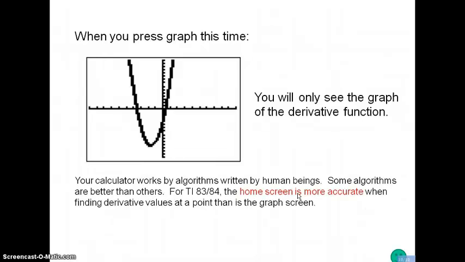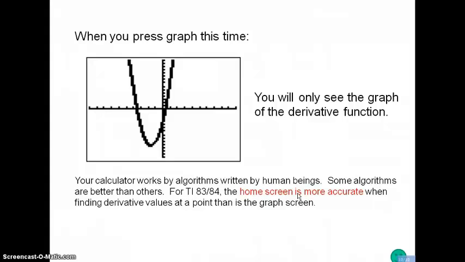Your calculator works by algorithms. Some human being sat down and said, how can I write an if-then or if-then-else statement to get this computer or calculator program to do what I want it to do? That's called an algorithm. Well, some are better than others. For the TI-83 and 84, the home screen is more accurate always when evaluating the derivative at a point. Okay, you can do it in the graph screen.